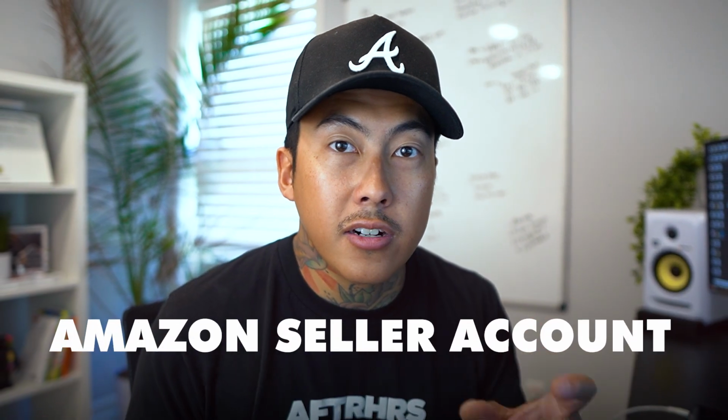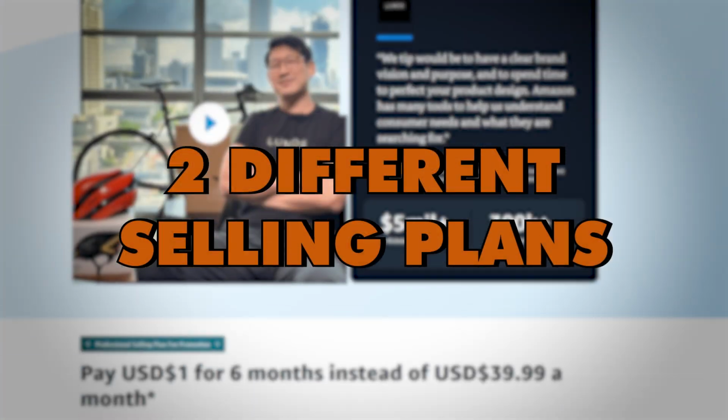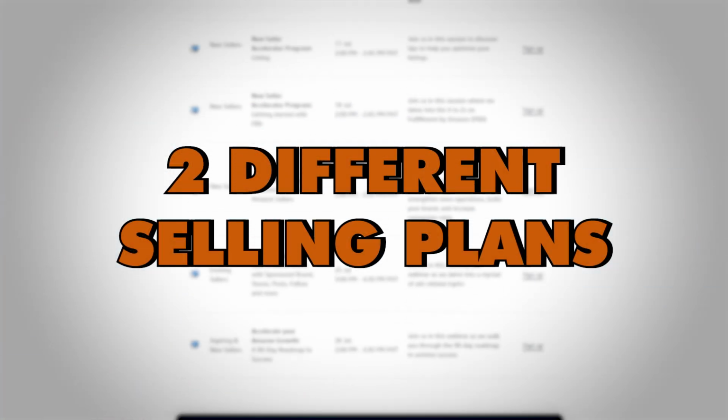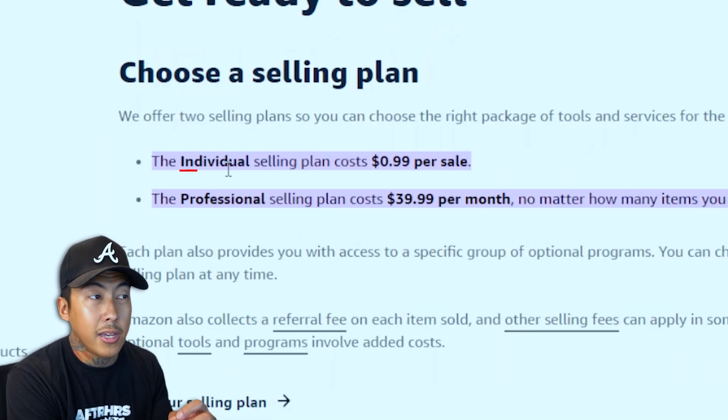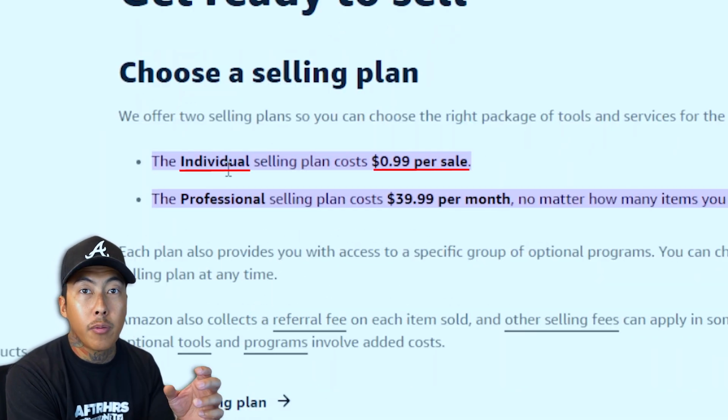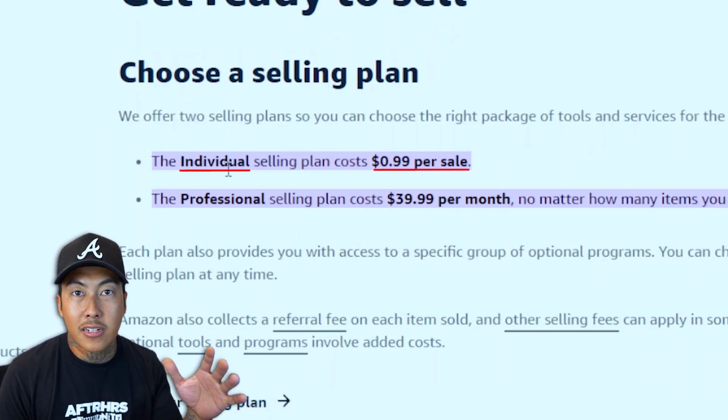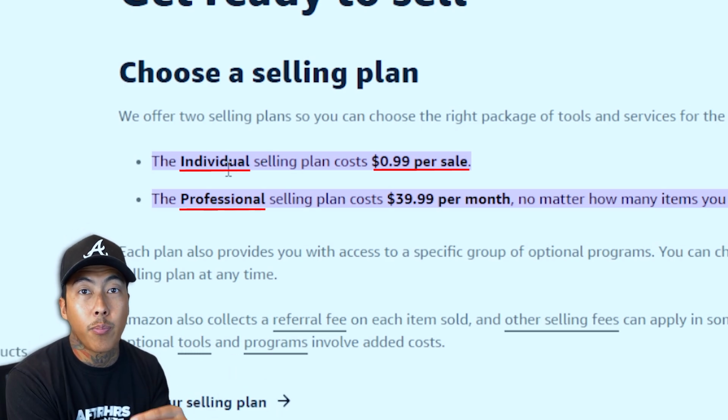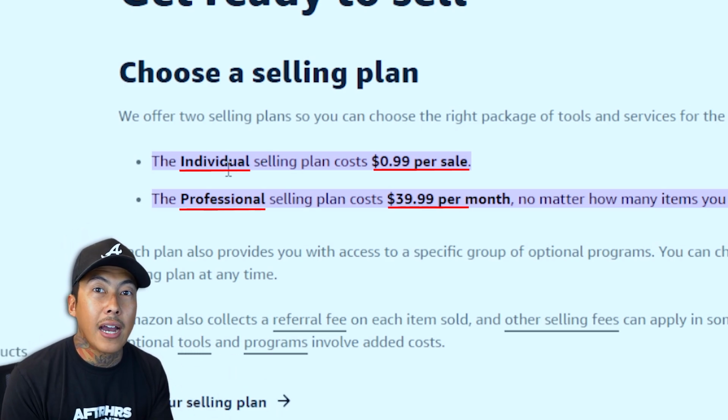an Amazon seller account. So there are two different selling plans whenever you sign up for an Amazon selling account. So you have the individual plan where you will pay 99 cents per product sold, or their Amazon transaction fees. The second account is a professional account where you pay $39.99 per month. But now you don't need to pay that 99-cent fee.